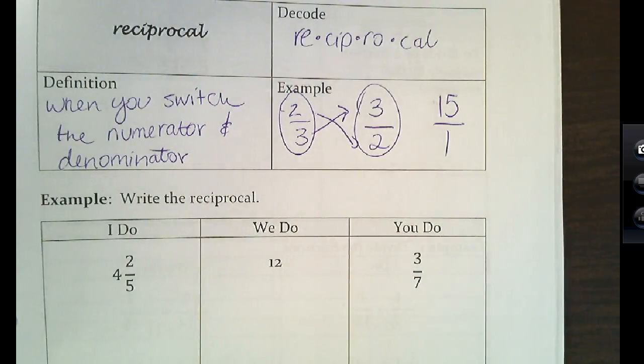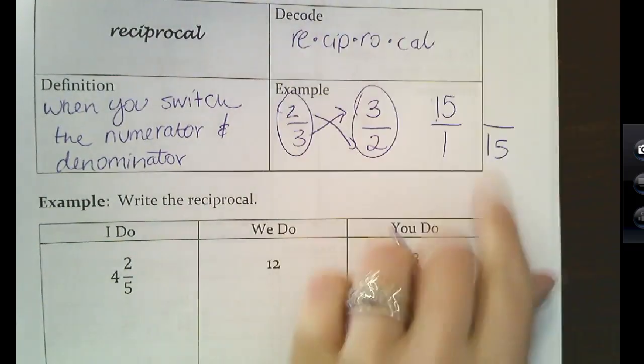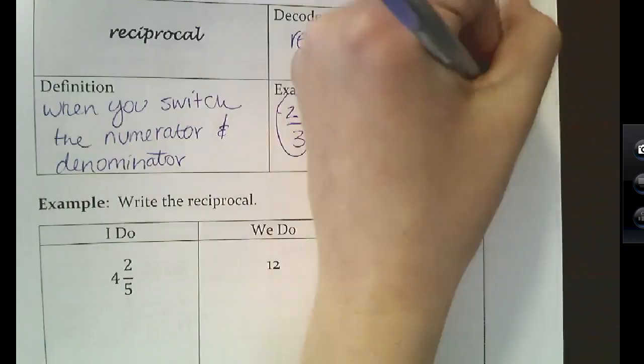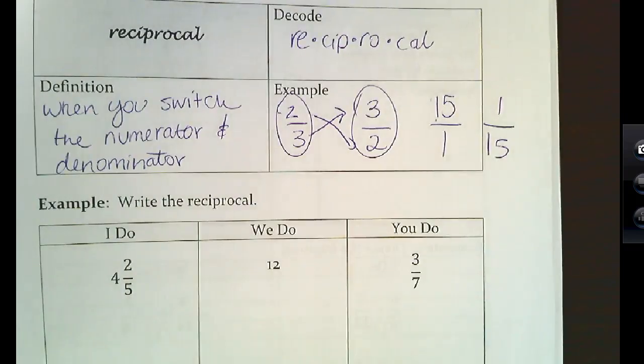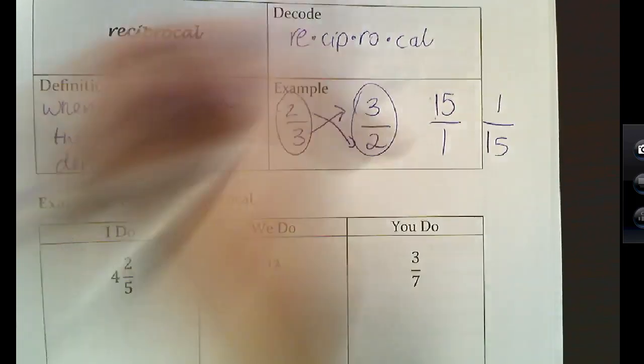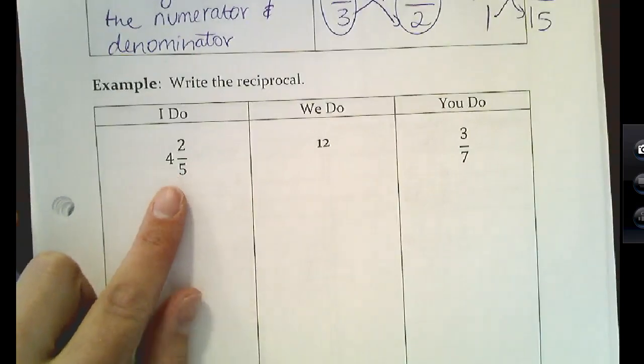So now we need to switch the numerator and the denominator. The 15 is currently in the numerator. Move that to your denominator. The 1 is in your denominator, so put that in your numerator. So the reciprocal of 15 is 1 over 15. Exactly, very good.